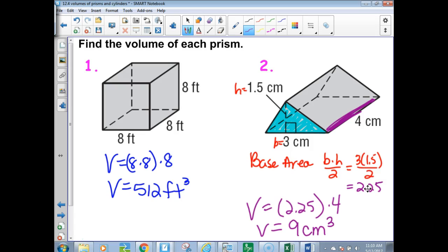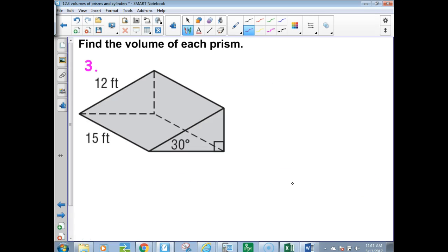Everybody got the 2.25, no problem about where we went with that. I don't want you to round that when you're within the problem, unless it's something really long, okay? All right, let's do another one.